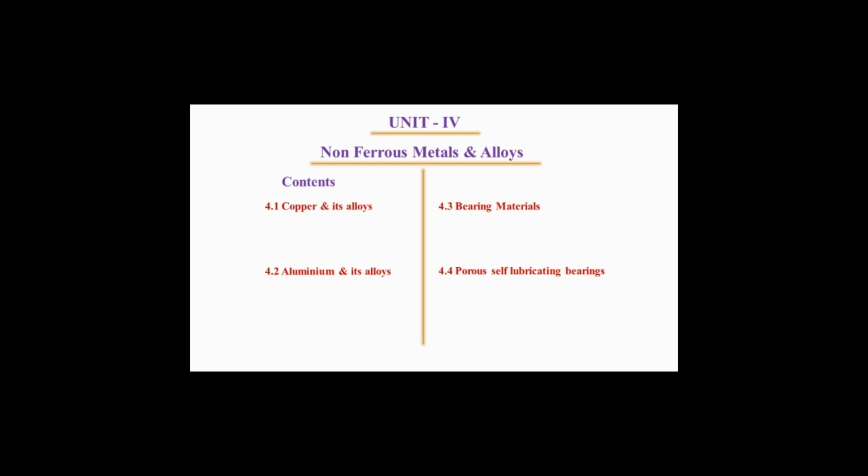First of all, what do you mean by non-ferrous metals? Non-ferrous metals are those materials which do not contain iron as their base metal. Iron is there, but in a very negligible quantity. Copper and aluminum are the two materials which are very common and very popularly used in engineering as well as in domestic applications. So let us see about copper.